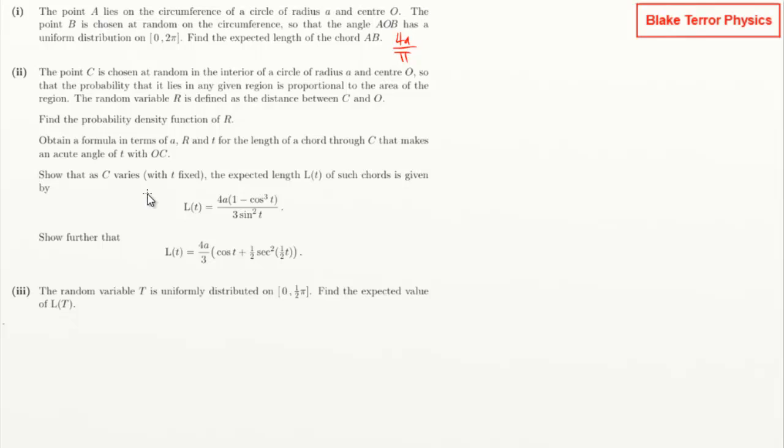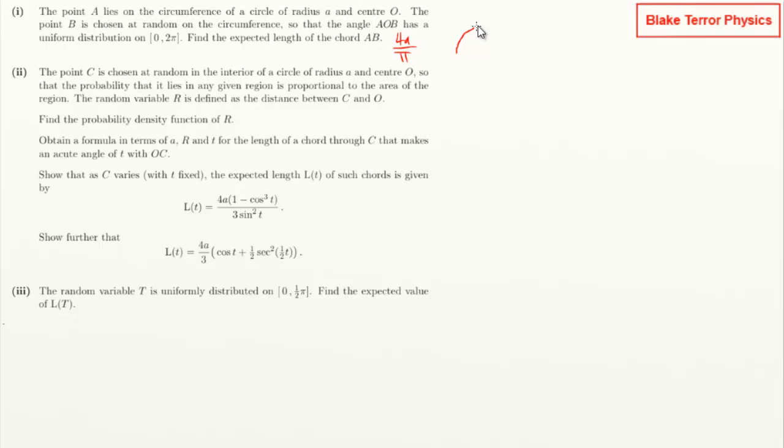The point C is chosen at random in the interior of a circle of radius A, centre O. So we're now moving from the circumference to the interior. The probability that it lies in any given region is proportional to the area of the region. Random variable R is defined as the distance between C and O. Find the probability density function of R.